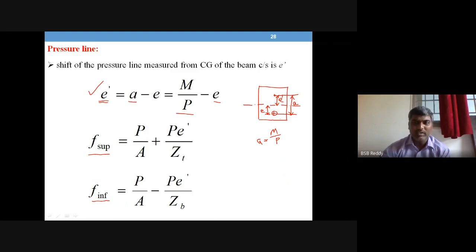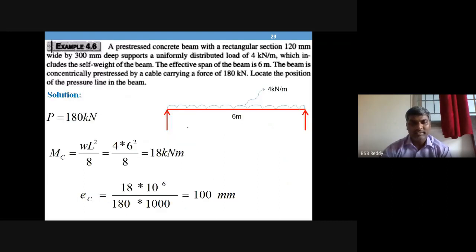So using E dash, because the center of the compression is acting above the CG line of the cross section, we will have top compression and bottom tension. So bending stress at top is compression, that's why it is plus, and bottom is tension, hence it is minus. Okay, we will see an example here.